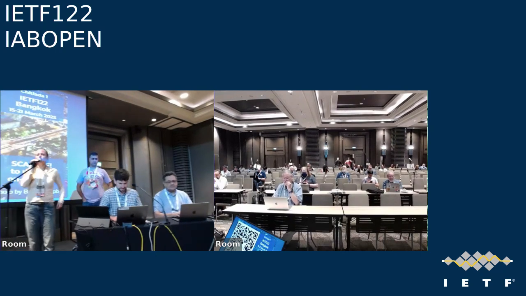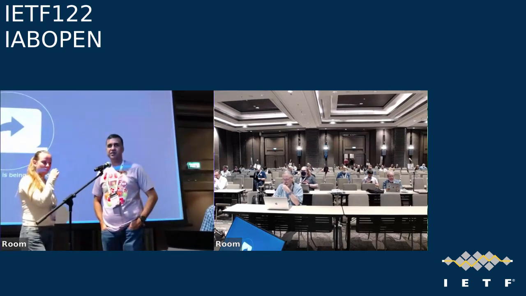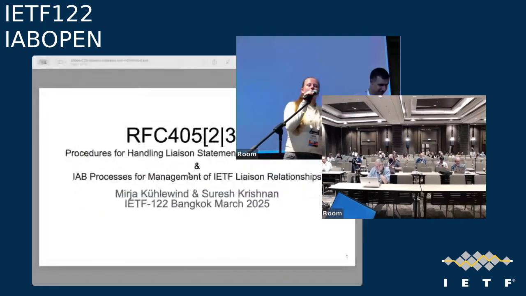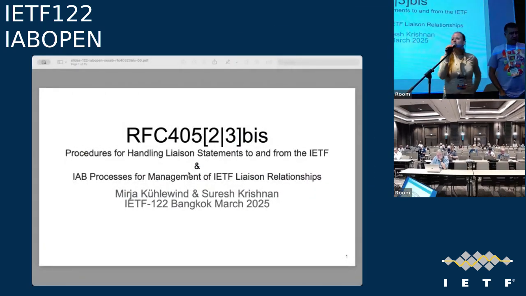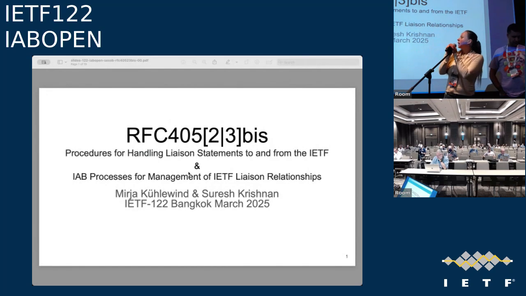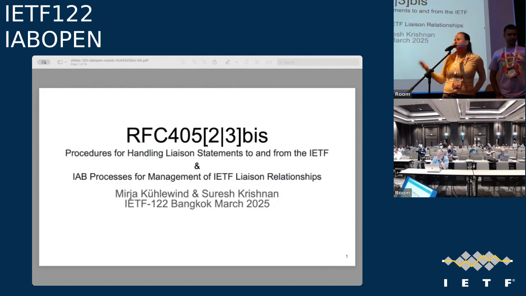Yeah, hi, I'm Mia Kuehlewind. I'm on the IAB. Hi, Suresh Krishnan, also from the IAB. So we have 2 documents here, so we are both presenting today. And we are both liaison coordinators in the IAB together with Qin Wu. I'm not sure he's here, but yeah. So we told you last time already that we started updating these documents. We have 2 documents that define our liaison process. One is about how to handle liaison statements, and the other is how to create liaison relationships.